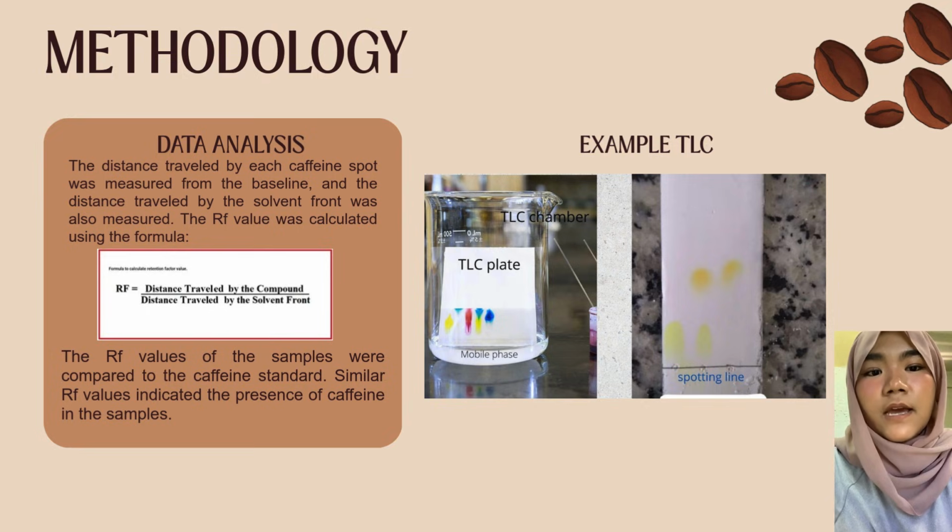Next is data analysis. The distance traveled by each caffeine spot was measured from the baseline, and the distance traveled by the solvent front was also measured. The RF value was calculated using this formula: RF equals the distance traveled by the compound divided by the distance traveled by the solvent front. The RF values of the samples were compared to the caffeine standard. Similar RF values indicated the presence of caffeine in the sample.